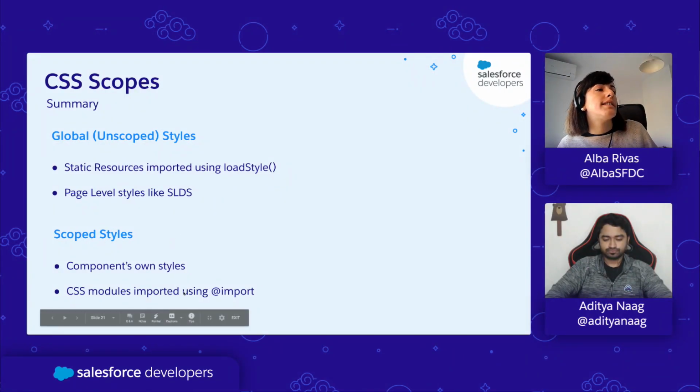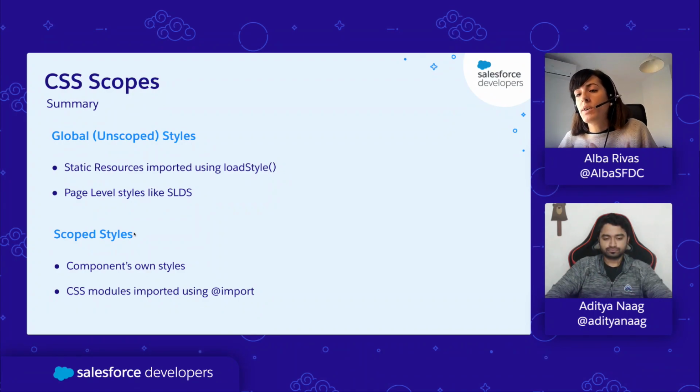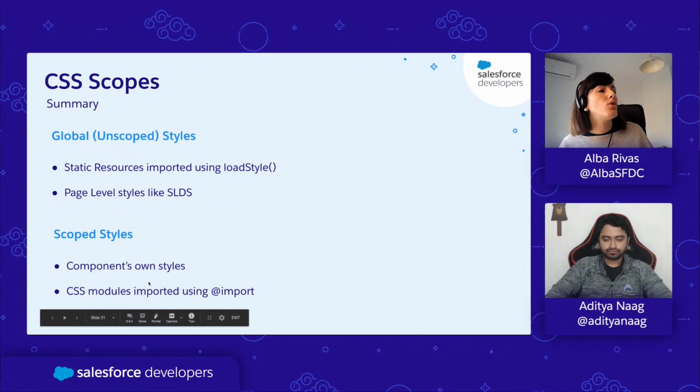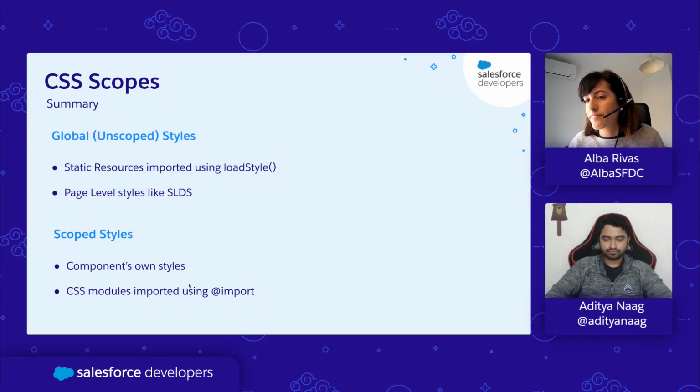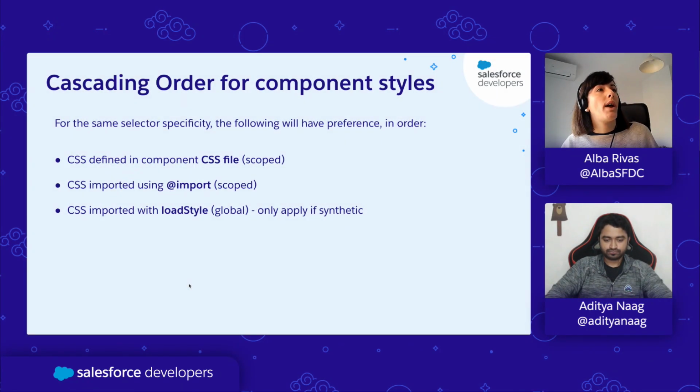And then the second way in which styles can be loaded into your components is in a way in which they are scoped. They only apply to the internals of your component, which is the best practice really, right? And that's going to be true for the styles defined in your component CSS file, and that's going to be true also for CSS styles imported using @import. Great. So we have seen several ways in which we can load CSS styles in your components.